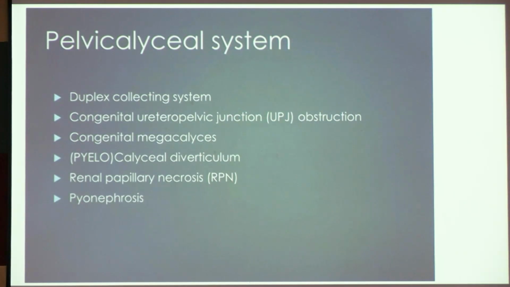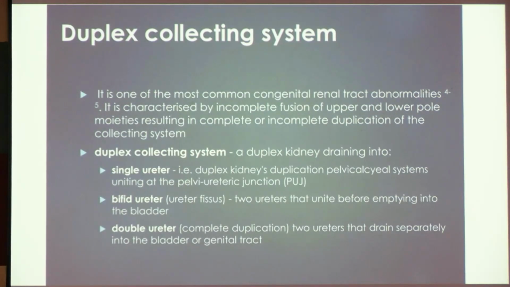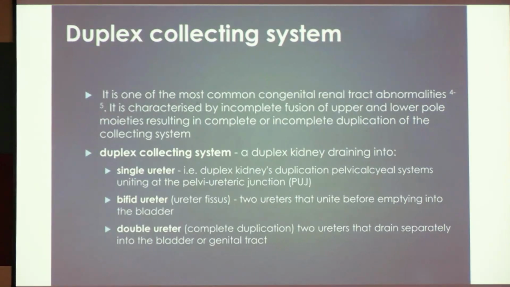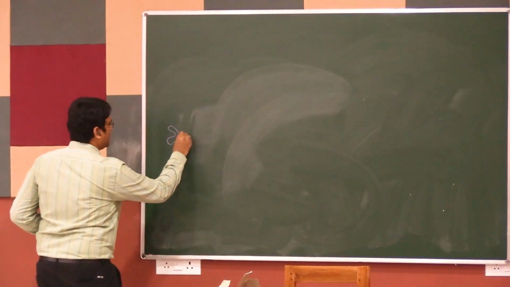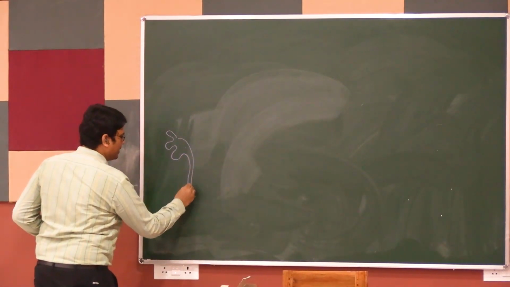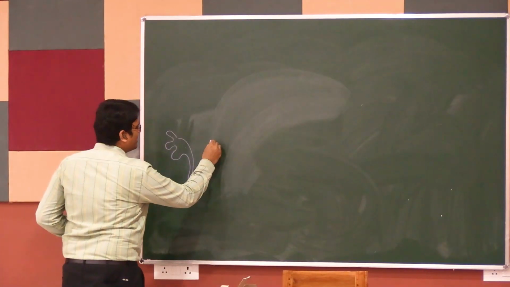So the pelvicalyceal system, as I just told, can actually have multiple anatomical abnormalities, and that is the reason we do the imaging, right? So the first abnormality that we see is a duplex collecting system. So basically in a duplex collecting system, what are we seeing here? This is a normal anatomy, right? What is a duplex collecting system?